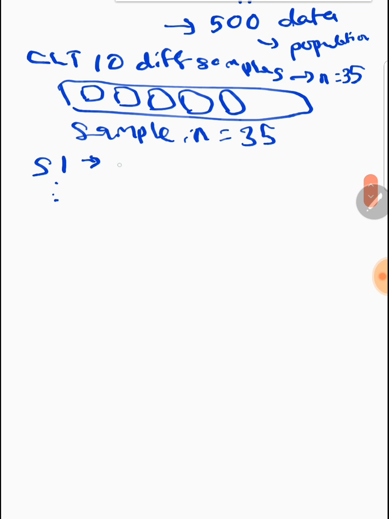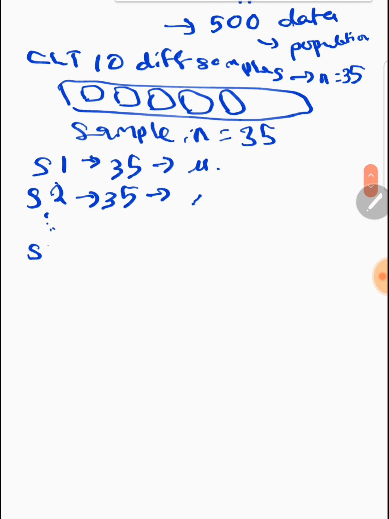So I'm going to take randomly 35 data points and get the mean, right? And then after that I go with the second sample, in which I still go back and, in the whole office building, I take another random sample of size 35 and calculate the mean. And then it goes on until I take a total of 10 different samples.